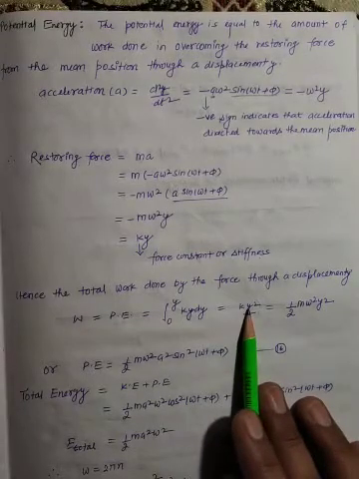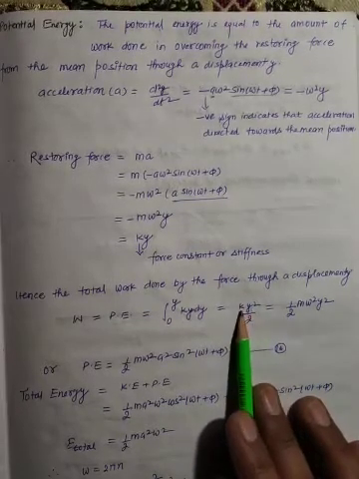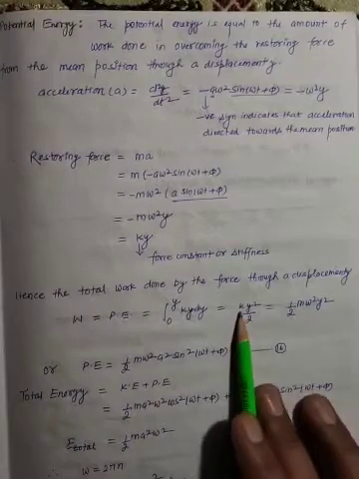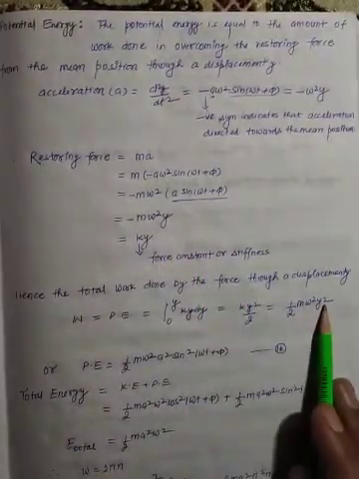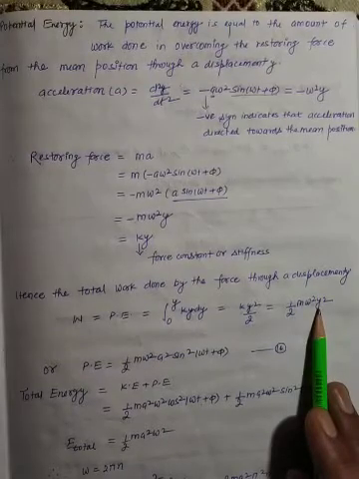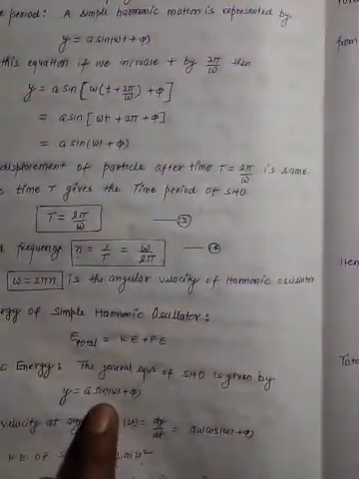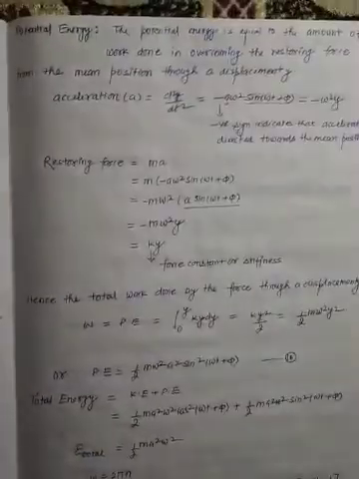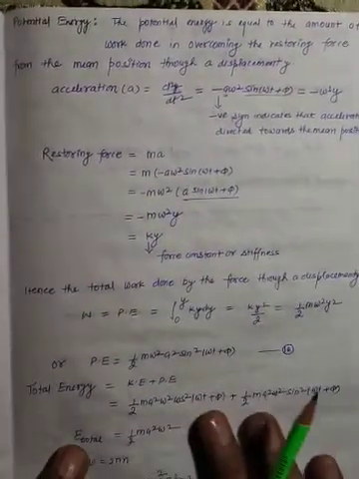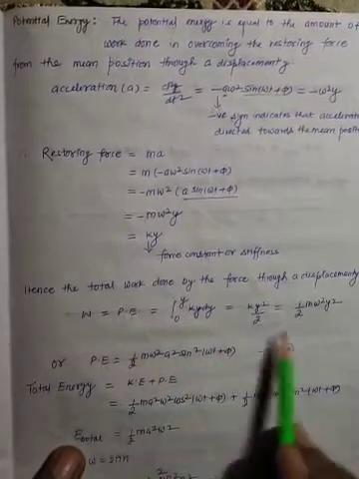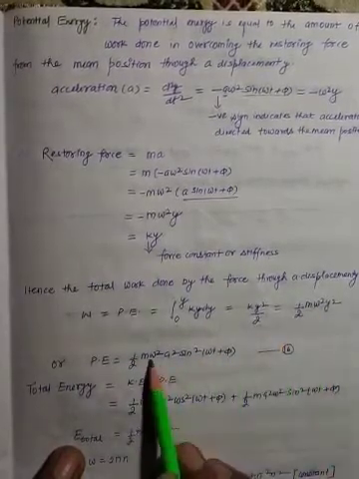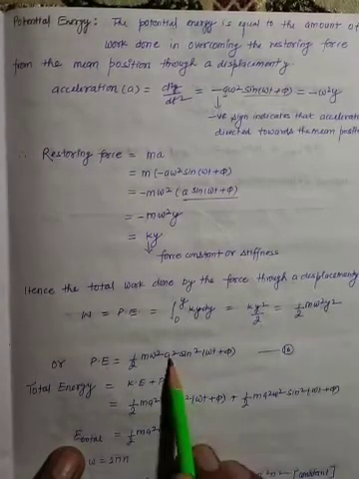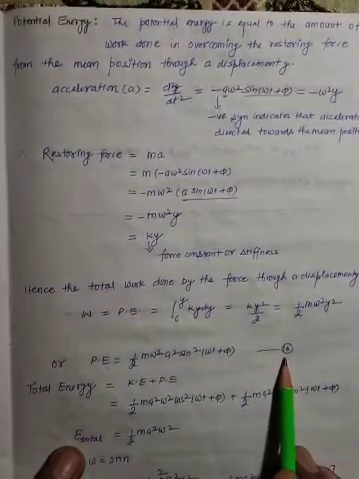And what is the value of y? Because the value of k is mω², I can write it as 1/2 mω² y². And what is the value of y here? Y is equal to A sin(ωt + φ). So the potential energy is half mω², and putting in the value of y, A² sin²(ωt + φ). This is equation number 16.